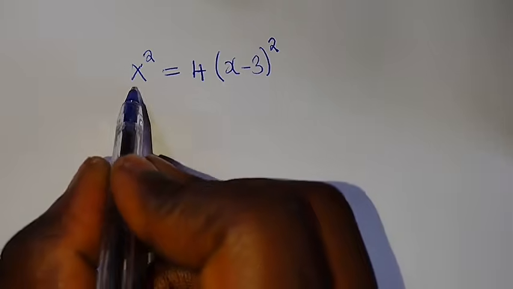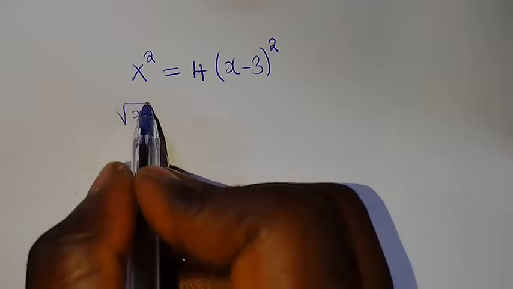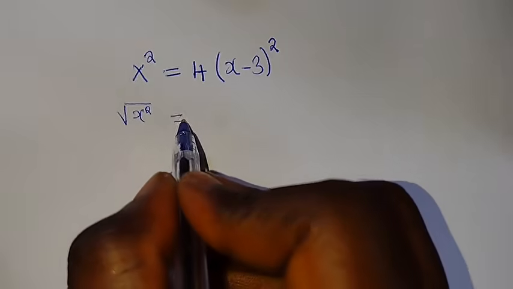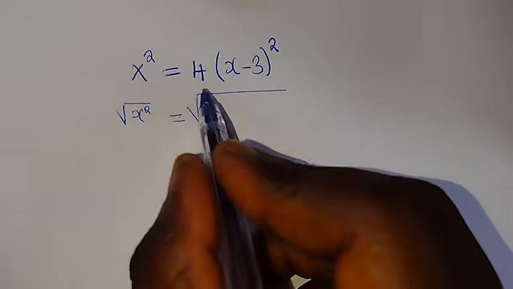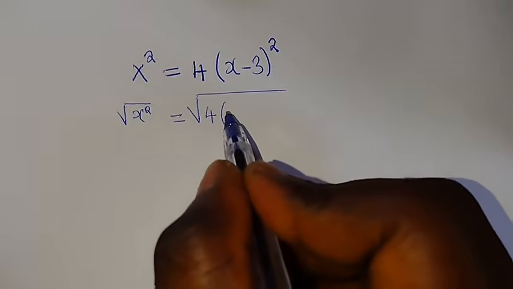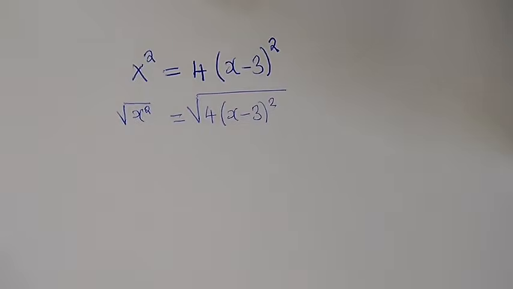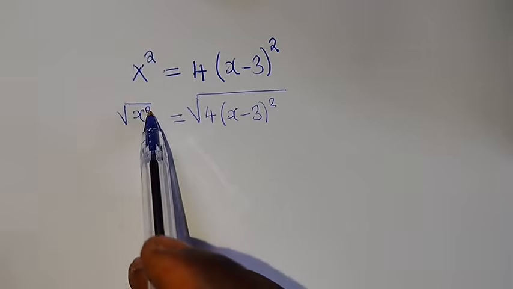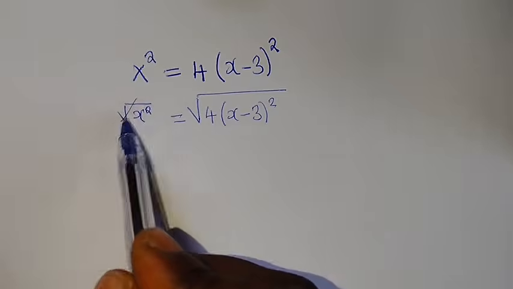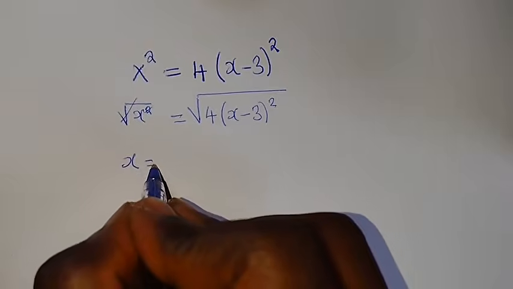So this means that on this side you are going to introduce a square root. We write the square root of x squared is equal to, on this side as well we introduce the square root, so we write 4, in brackets, x minus 3 squared. From this stage, what you need to know is the x squared and the square root will disappear because it will cancel with the 2 right here. So this and this will cancel. We will only remain with x is equal to.